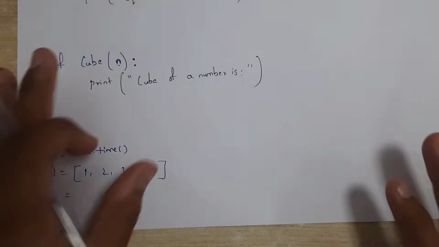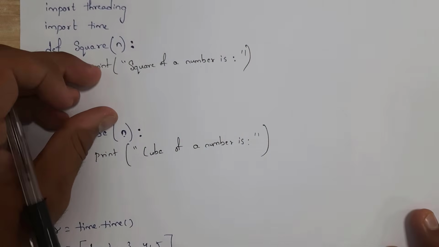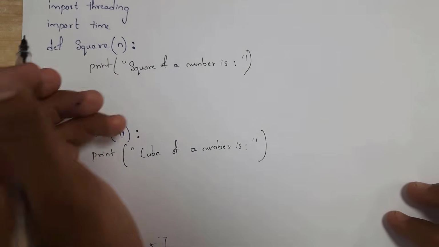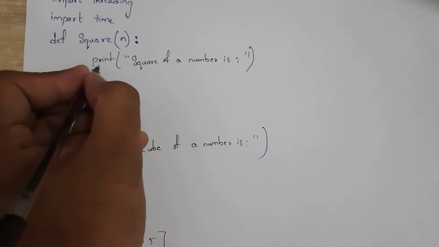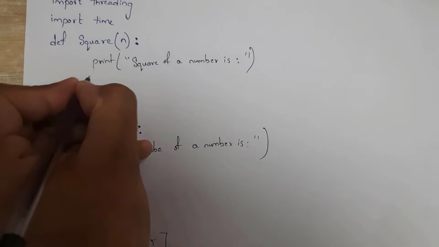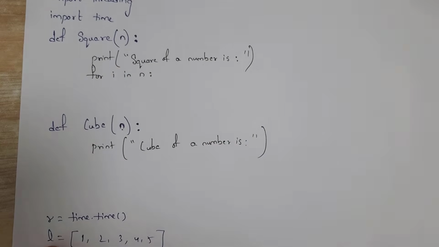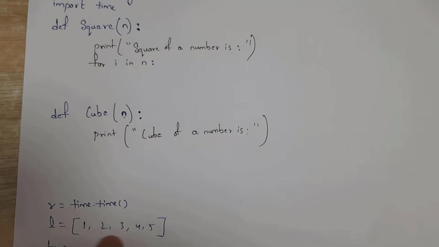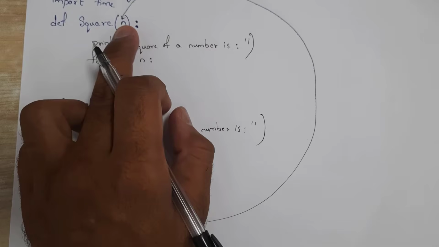And next, inside this square function I am writing code to find the square. So just take a for loop. Just after writing the print statement, write for i in n. Whatever values are present inside L, all these values are passed to this parameter n.